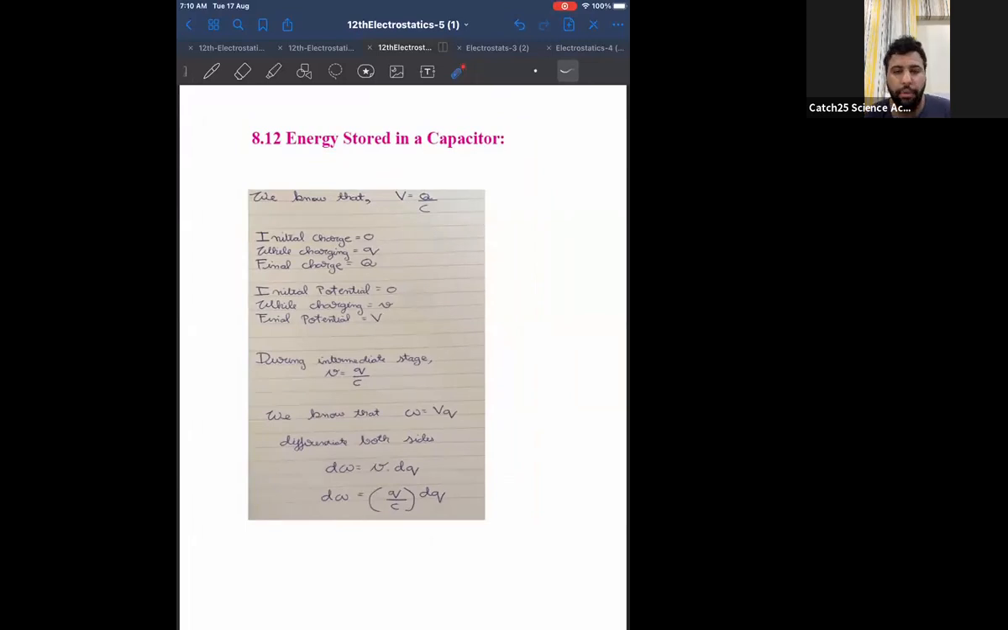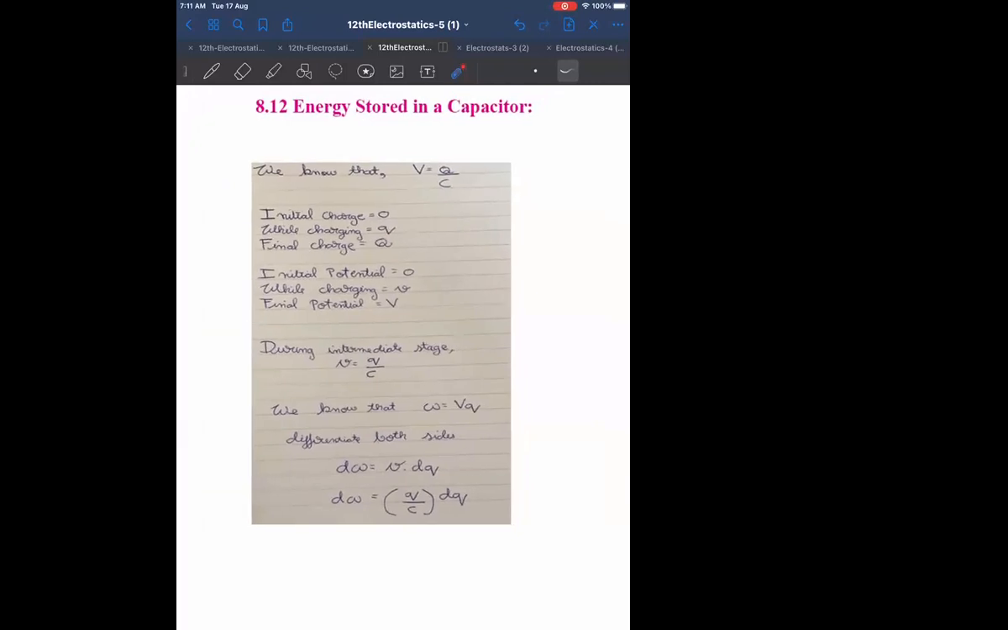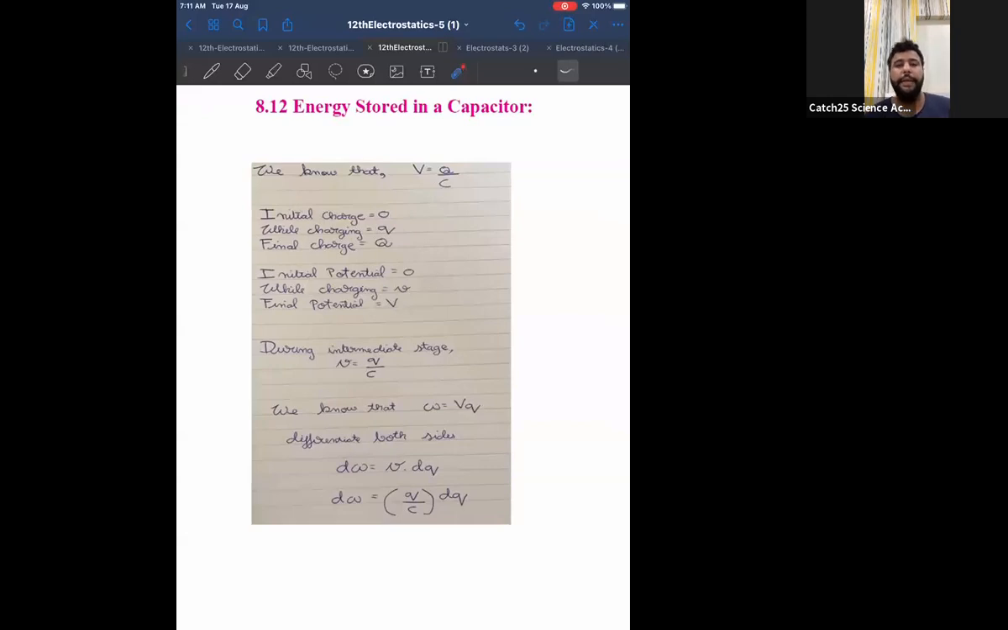Okay. So write down energy stored in a capacitor. Let us target boards today, completion of boards. Energy stored in a capacitor. Write down the next topic of capacitor: energy stored in a capacitor.